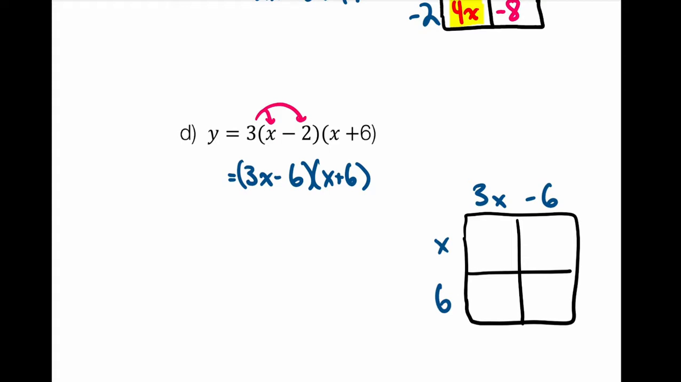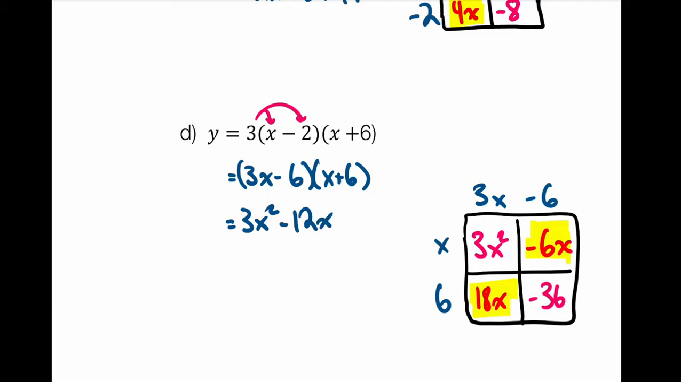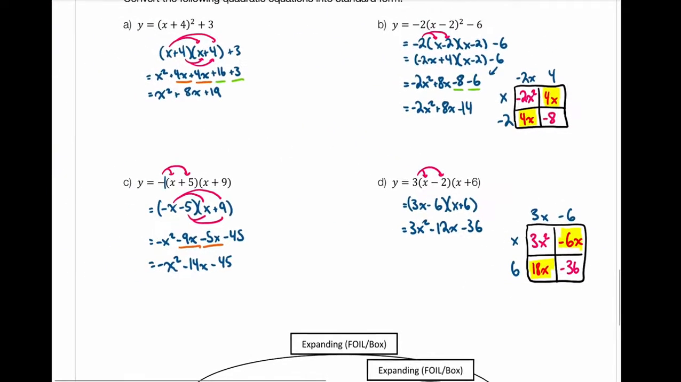Multiply my corresponding columns and rows. So 3x squared minus 6x, 18x, and negative 36. I see that my two diagonal boxes are my like terms. So when I simplify this, 3x squared minus 12x minus 36 is my equation in standard form. So basically I just added up these two diagonals to get the negative 12x, and I wrote everything else as is because there are no other like terms to combine.